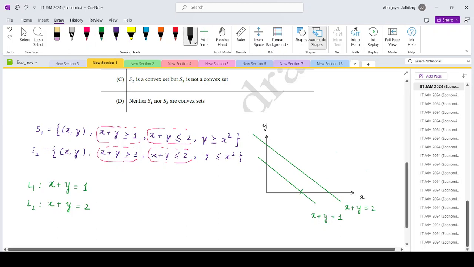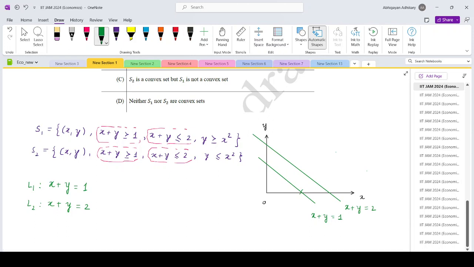And then we need to plot y equals x square. That will be a parabola, an upward rising parabola. So this is your y equals x square. All points above this curve represent y greater than x square, and all points below this line represent y less than x square. So given the region, this part over here is your S1 and this part below over here is your S2.